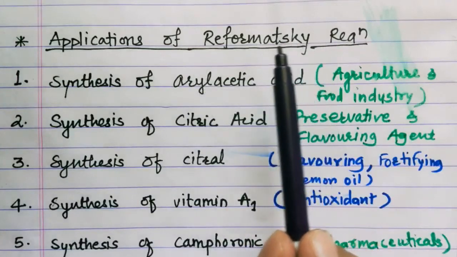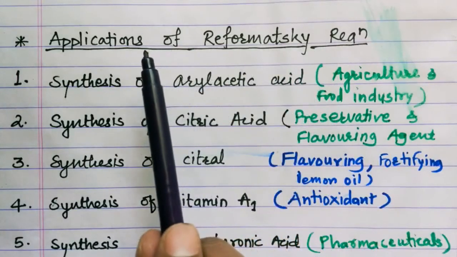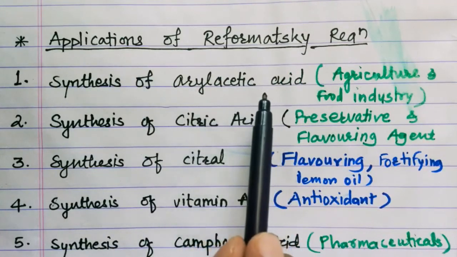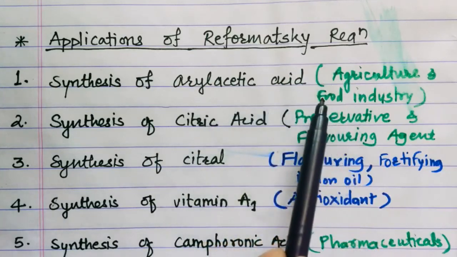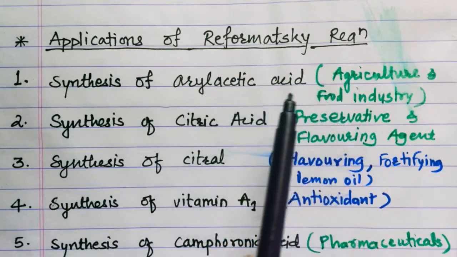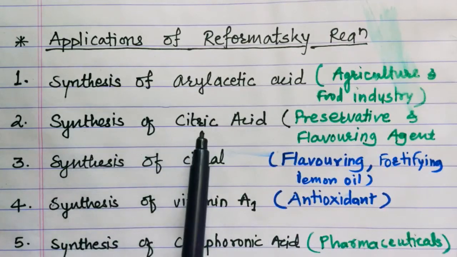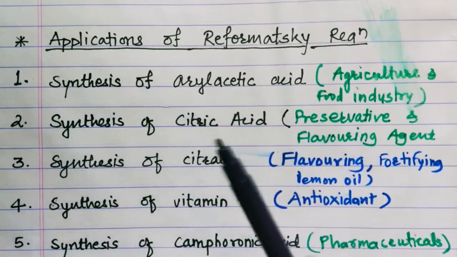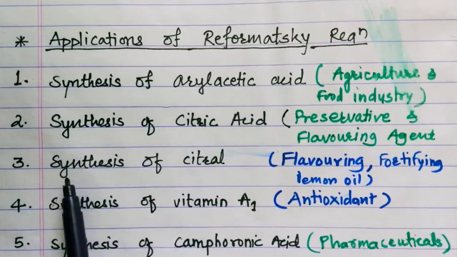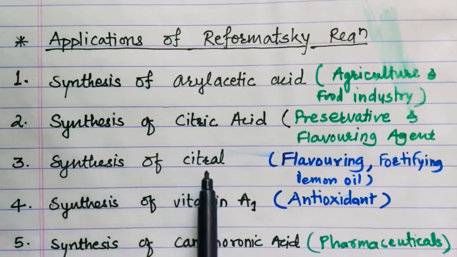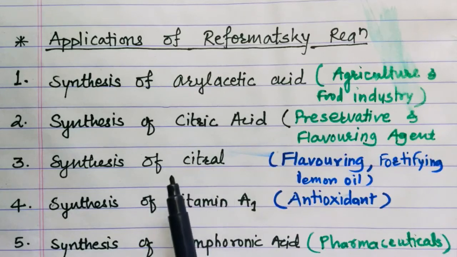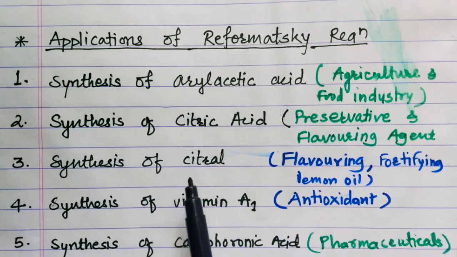Reformatsky reaction has very important synthetic applications, like synthesis of aryl acetic acid, which is used in agriculture field as well as in food industry. Next application is synthesis of citric acid. All of you know this. It is used as a preservative and a flavoring agent. Similarly, Reformatsky reaction can be used for the synthesis of the citral molecule. If you want to see the synthesis of the citral, you can see my next video or just click on the link given in description below.